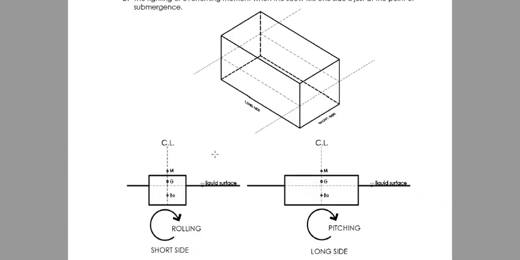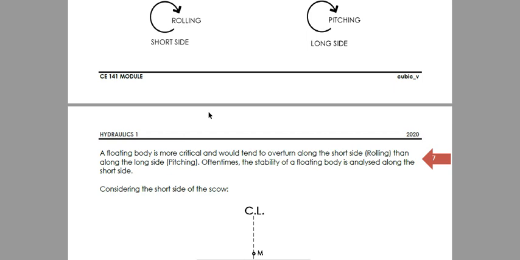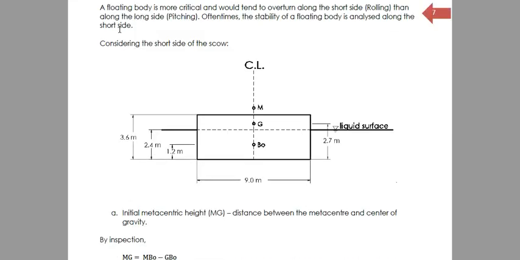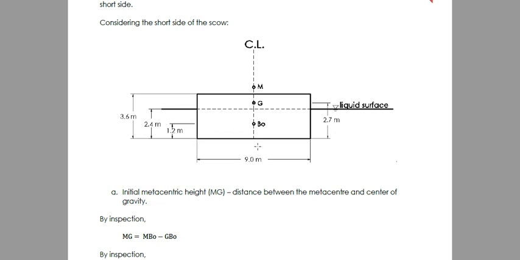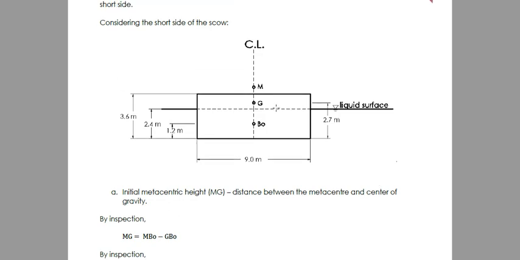Again, we are solving for the initial metacentric height. Metacentric height is MG, the distance between the metacenter and the center of gravity. So that's letter A. Let's consider the short side of the scow. This is our illustration for the short side. We solve for the initial metacentric height, the distance between the metacenter and the center of gravity. Initially, we assume M to be above G, or higher than G.